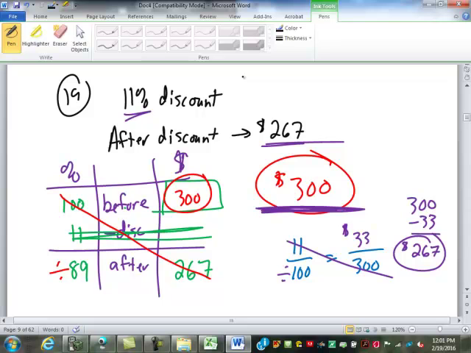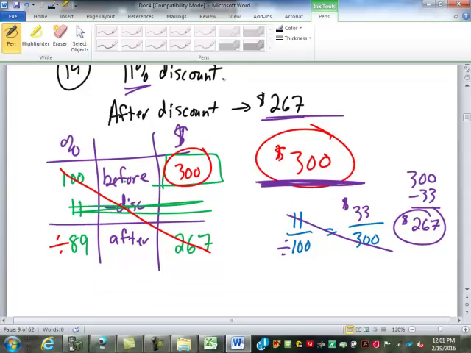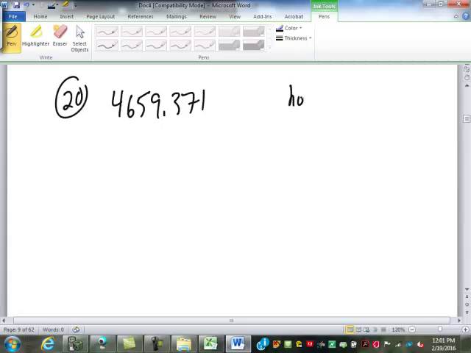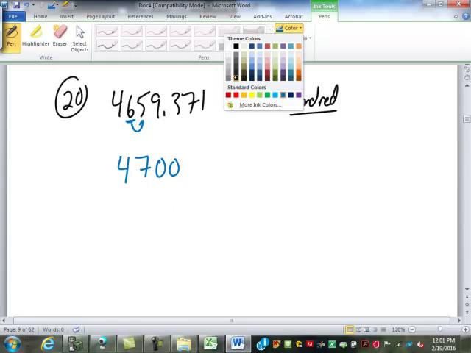Good. Perfect. 20 and 21, I always catch a lot of people on these for some reason. Number 20 is taking 4659.371 rounded to the nearest 100. I catch students every semester going to the nearest hundredth, but the hundreds digit is right here. It's the 6. That next digit is a 5, which tells us to round it up from a 6 to a 7. 4,700.